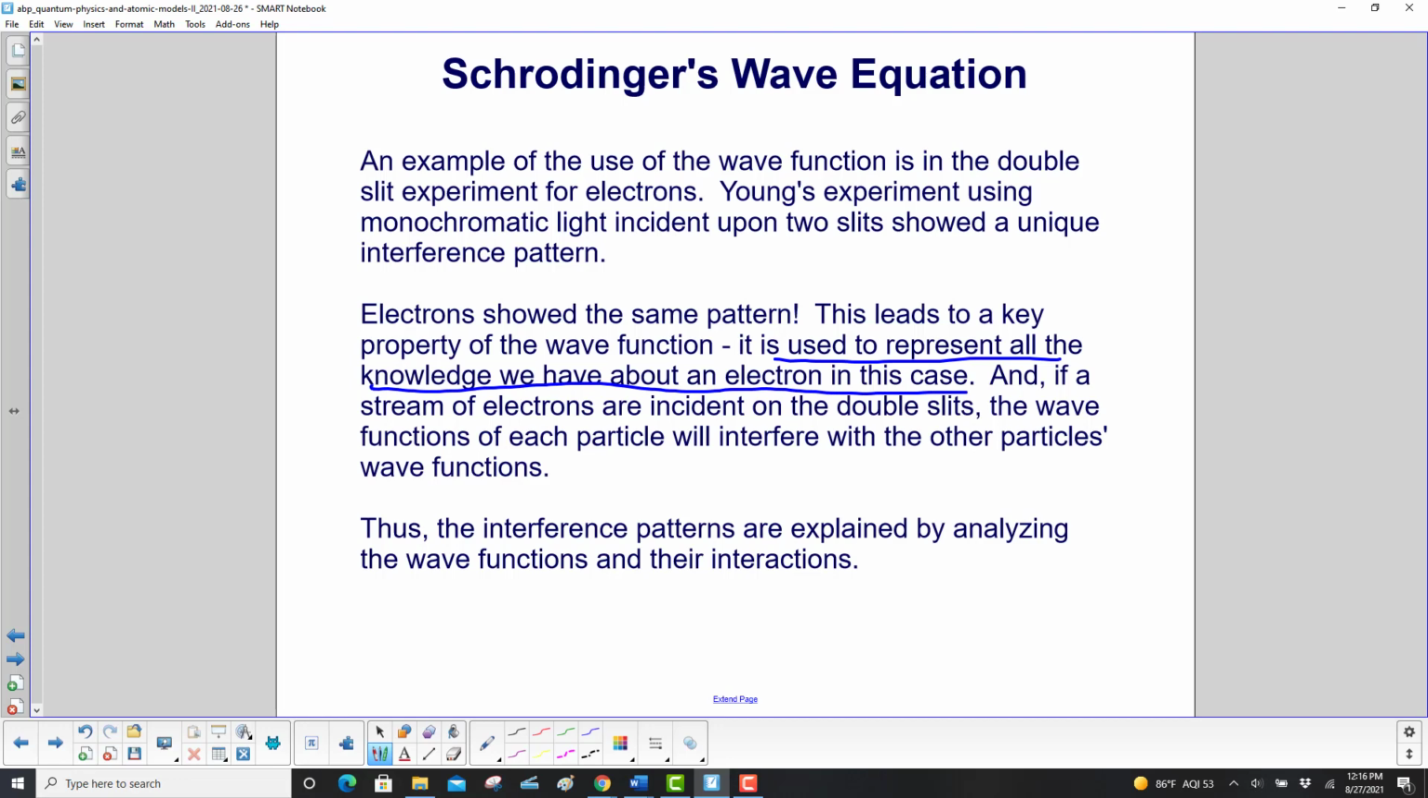And if a stream of electrons are incident on the double slits, the wave functions of each particle will interfere with the other particles' wave functions. Thus, the interference patterns are explained by analyzing the wave functions and their interactions.